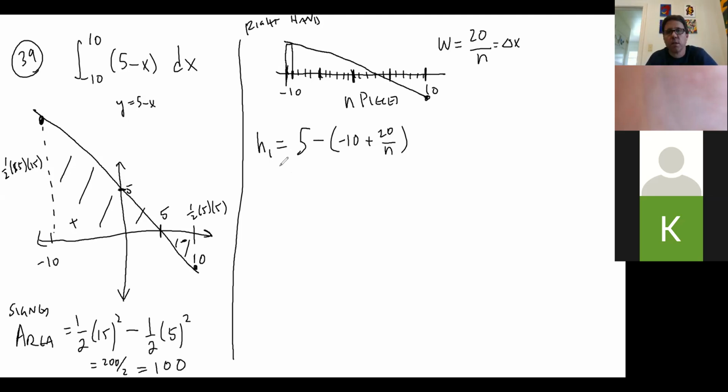Height 2, I'd have to go over 2, go up to the curve, and make the rectangle there, which means I would be taking my function, 5 minus whatever that x value is. And it's going to be, I start at -10 and I go 2 copies of that. So -10 plus 2 copies of 20 over n.